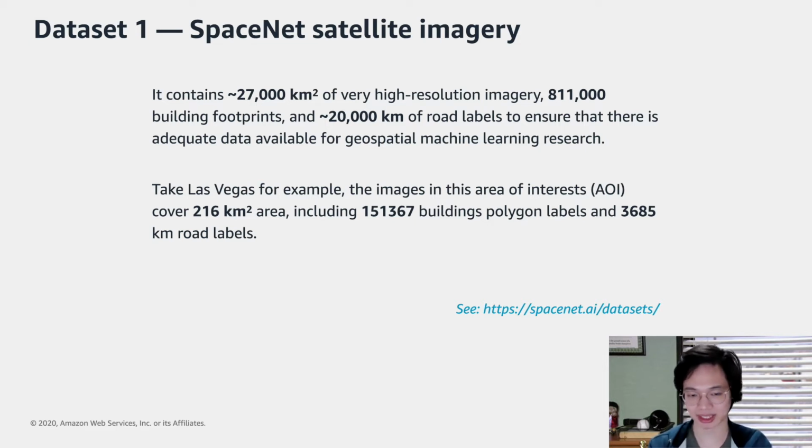So take Las Vegas for example. The images in this area of interest cover a 216 square kilometer area, including 151,367 building polygon labels and 3,685 kilometers of road labels. So that's a lot of information you have in this area.